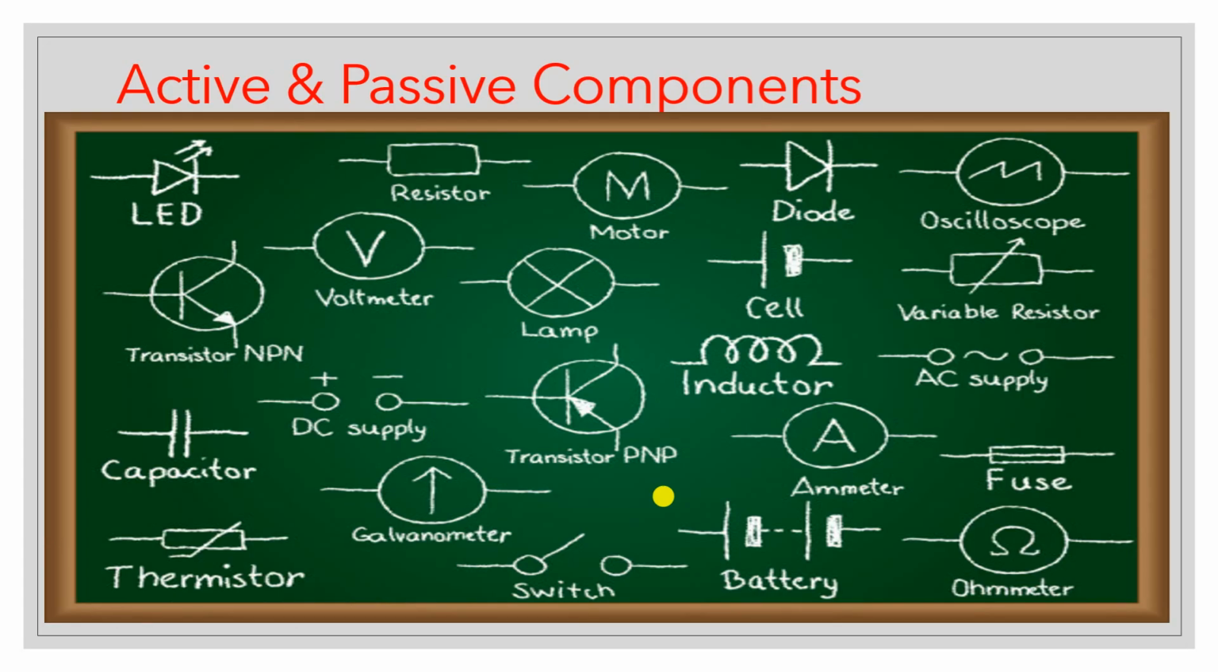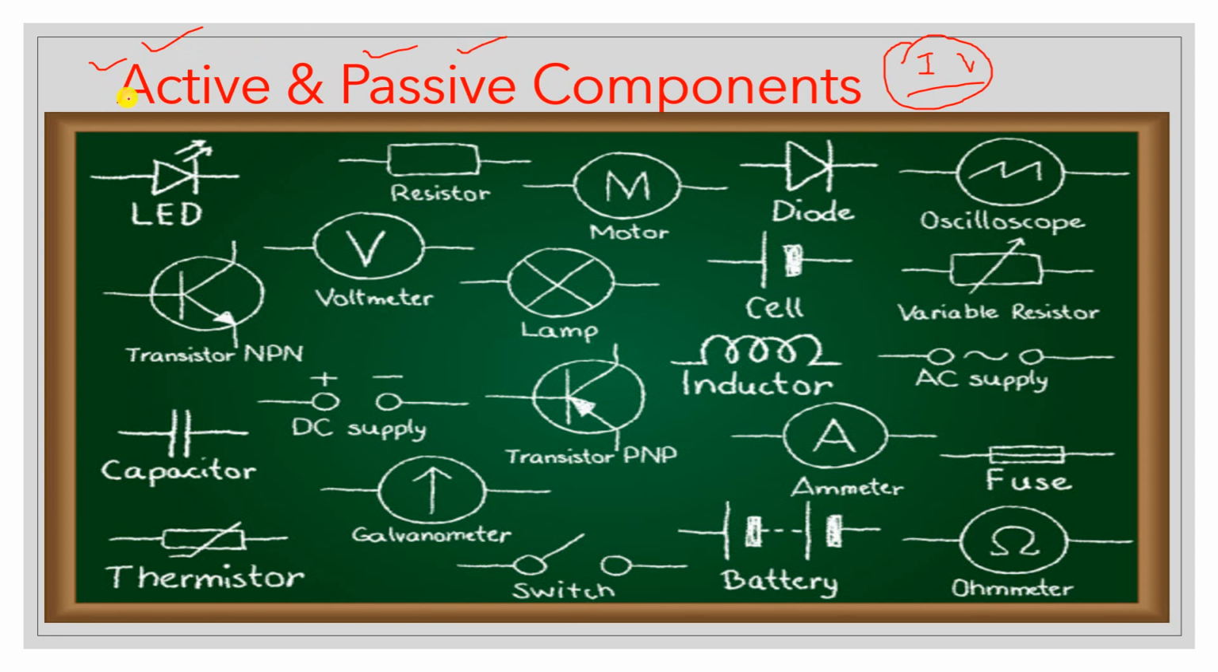Today we will discuss the types of components. There are two kinds of components: one is known as the active component, and the other is known as the passive component. In electronics we always deal with voltage and current. Components that enhance these electrical parameters are known as active components, and those that do not enhance these electrical parameters are known as passive components.